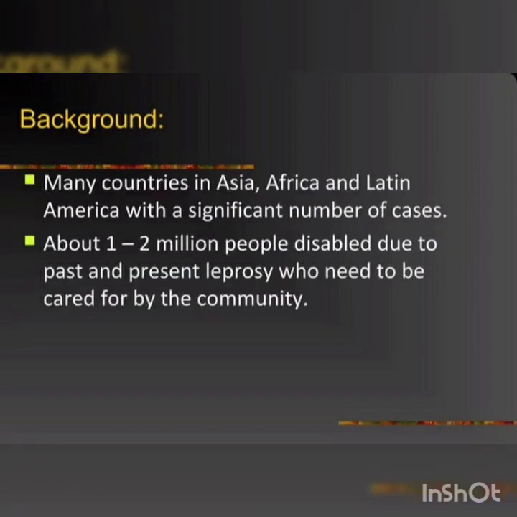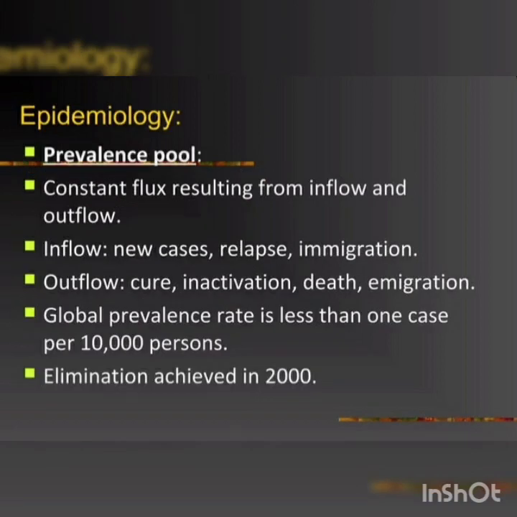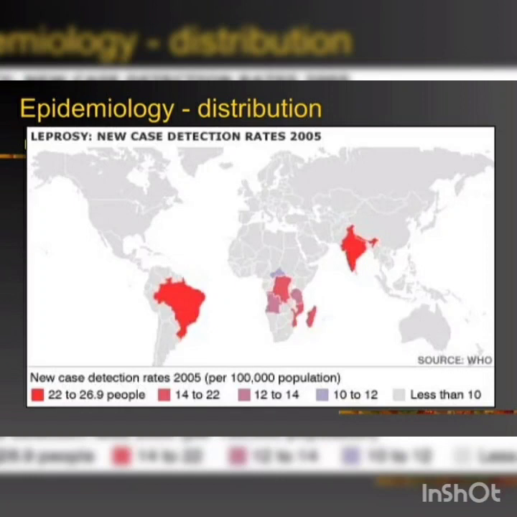Many countries in Asia, Africa and Latin America have a significant number of cases, about 1 to 2 million affected all over. Prevalence is a pool in constant flux resulting from inflow and outflow: new cases, relapses, immigration, and outflow. We can see India afflicted with 22 to 26 people per 1 lakh population.